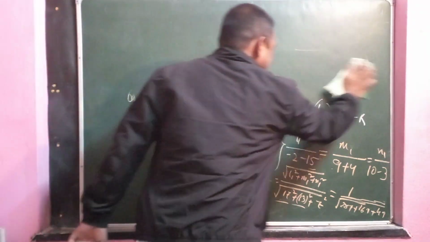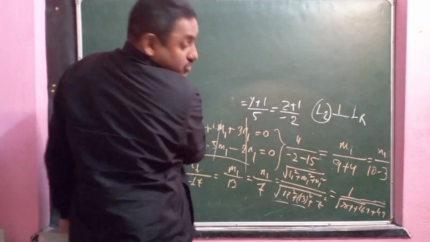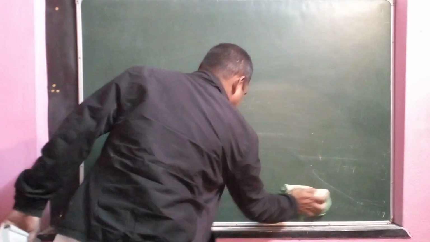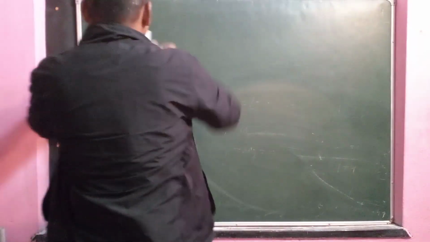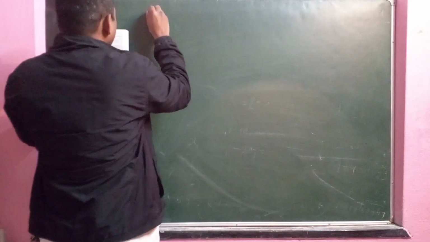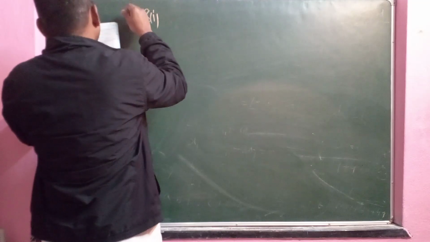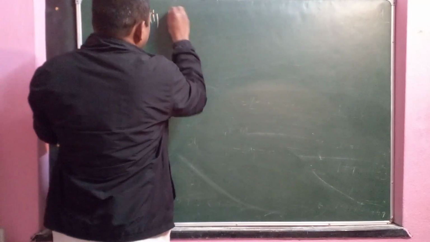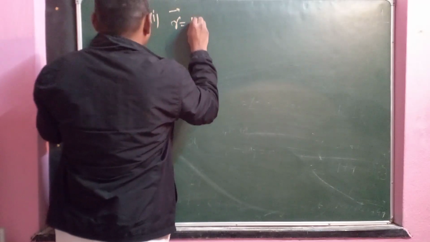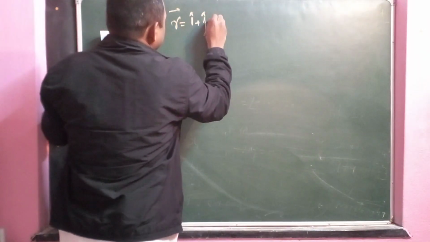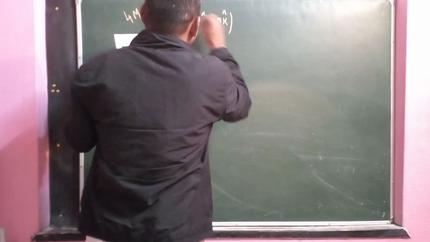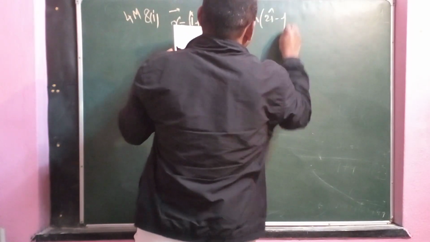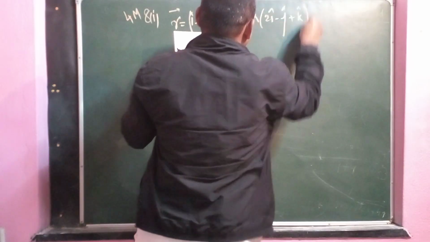Now let's do another one. This will be done by you. You will calculate this here. Very easy, this part is very easy. Another 4 marks question. See how much importance SD has. R equals I cap plus J cap plus 0 K cap. Nothing is given, so we'll write down this: lambda times 2I cap minus J cap plus K cap.